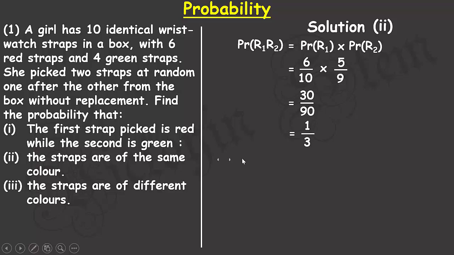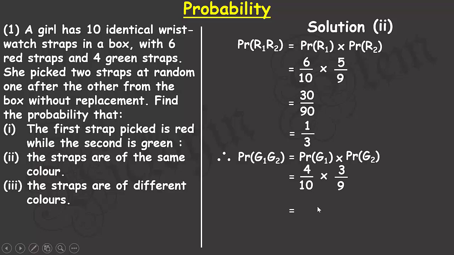Now the other possibility is the probability of picking a green strap at the first instance by the girl and then a green strap, which is the probability of a green strap at the first instance multiplied by the probability of a green strap at the second instance. So how many green straps are in the box? 4. So this is 4 divided by 10, 4 being the total number of green straps, and 10 being the total straps in the box, both red and green, multiplied by, take note, she has picked 1 green, so the total number of green will now reduce to 3, and the total number of straps will reduce to 9.